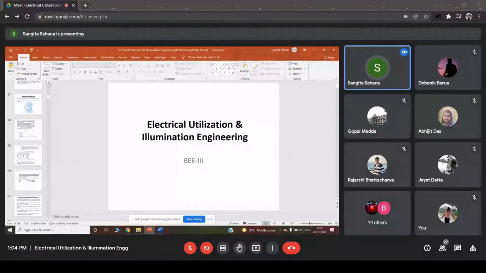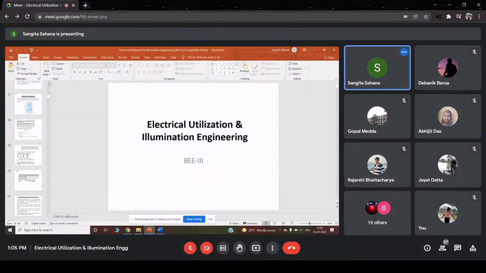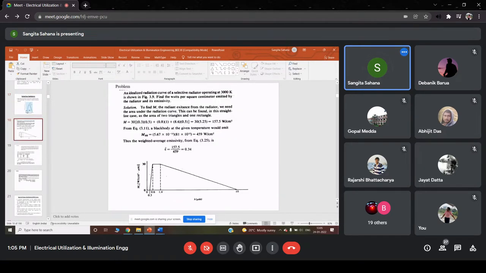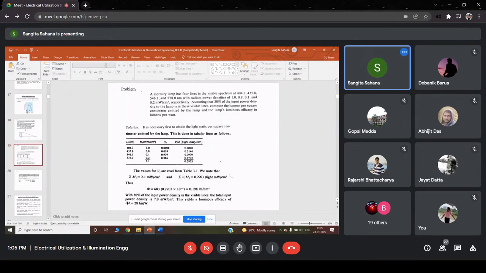parameters that are used in Illumination. But before that, there are a few problems here. I think this one we had discussed the first day. Then this one.